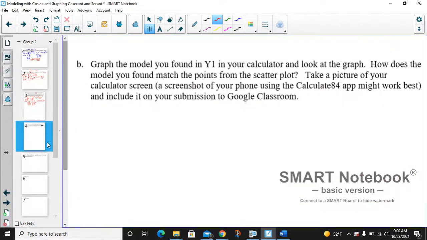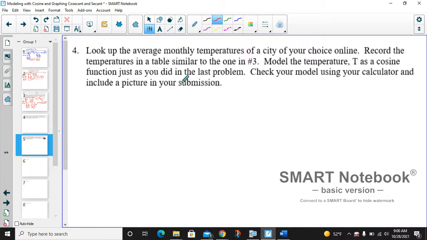Now number 4 says, look up the average monthly temperatures of a city of your choice online. Record the temperatures in a table similar to the one in number 3. Model the temperature T as a cosine function, just as you did in the last problem. Check your model using your calculator and include a picture of your submission. Obviously, I'm not doing this for you. This is for you to do.